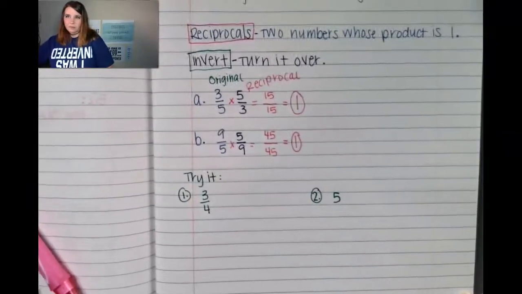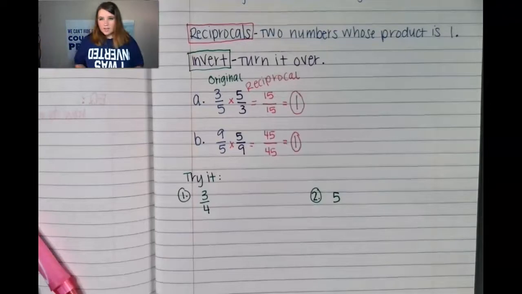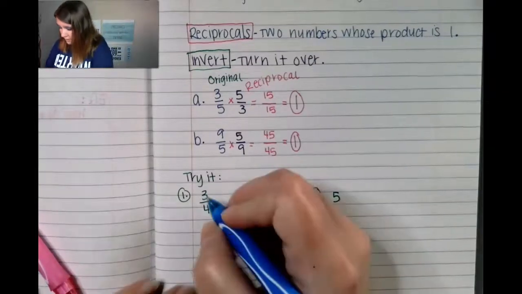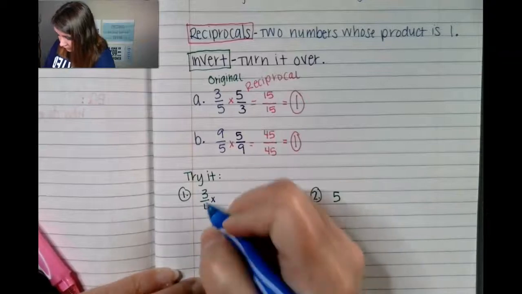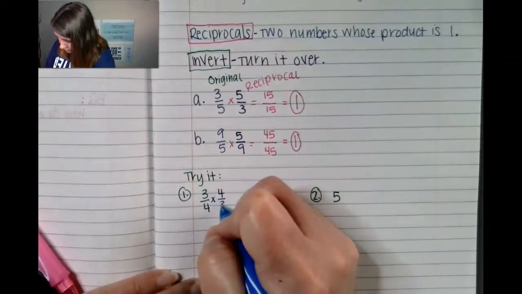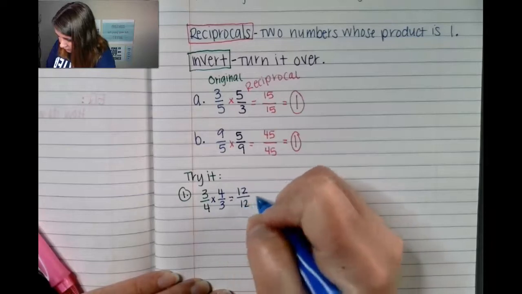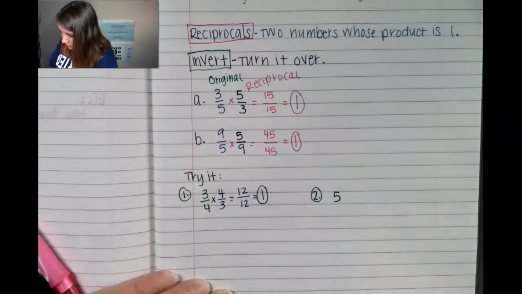Oops, sorry. Let's get my paper over. Okay, remember to pause the video. I'm going to do these right now, and then you check yourself. All right, so this one, I would just invert 4/3, and then I would multiply straight across, and I would get 12/12, which equals 1 whole.